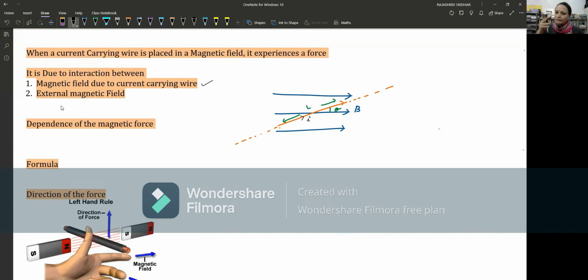We all know, if you have a current carrying wire, suppose this is the wire, it's carrying current. When it is carrying current, it will produce a magnetic field just around it. There is one magnetic field because of this wire. And you're placing this in the external magnetic field. When you're putting it in the external magnetic field, what will happen? There will be an interaction between these two magnetic fields, and this wire, which is made up of a conductor, which is a metal, will experience a force. Okay, so you got why it happens.